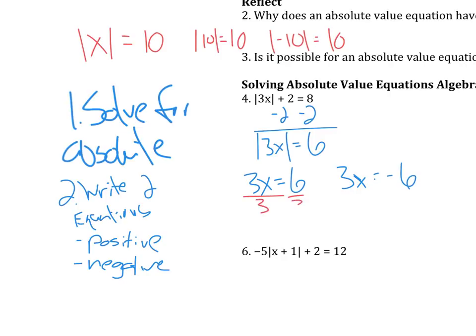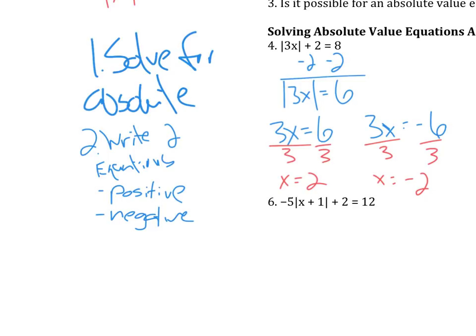Solve both of them, divide by 3, and x equals 2. Divide by 3, and x equals negative 2. And that's our third and final step. Forgot to write here is now solve for x.